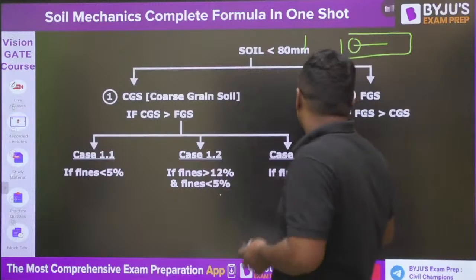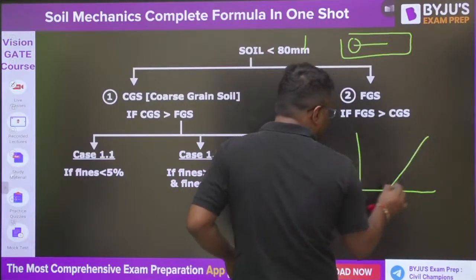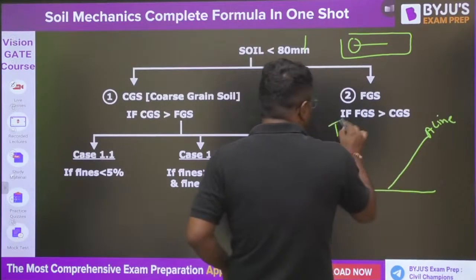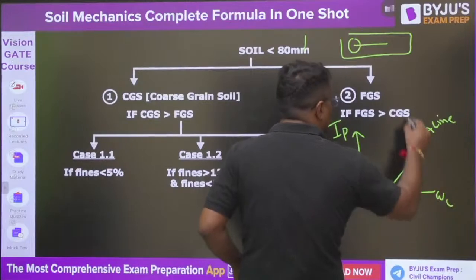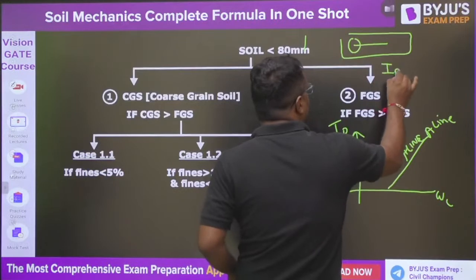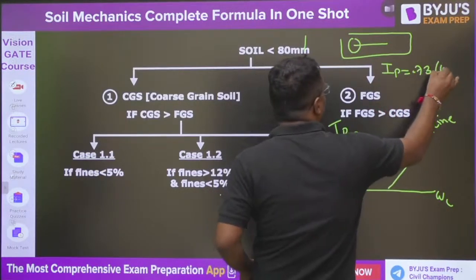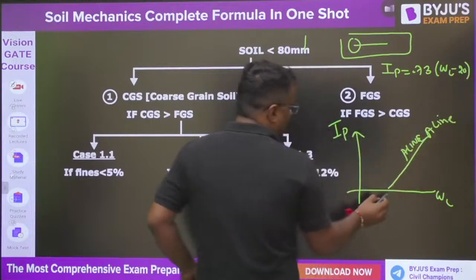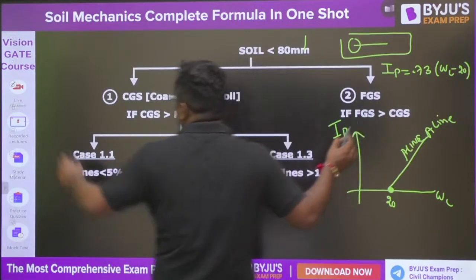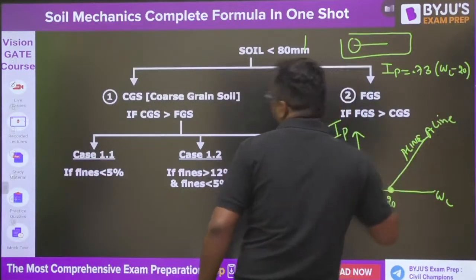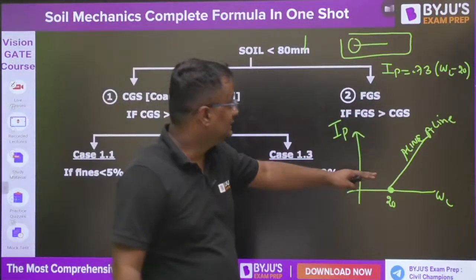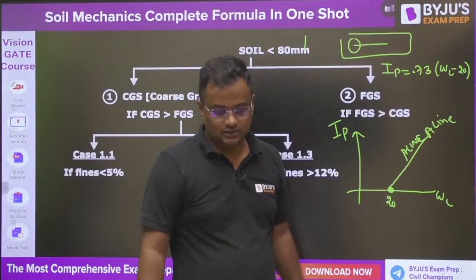Why above the A line? Okay, there is an A line in the plasticity chart. Can anybody tell me? Let me take your test. This is IP and this is liquid limit. So what is the equation of the A line? IP is equal to 0.73 WL minus 20. So at WL value 20, IP will be 0. Now why above the A line is it clay and below it silt or organic? Can anybody tell me?